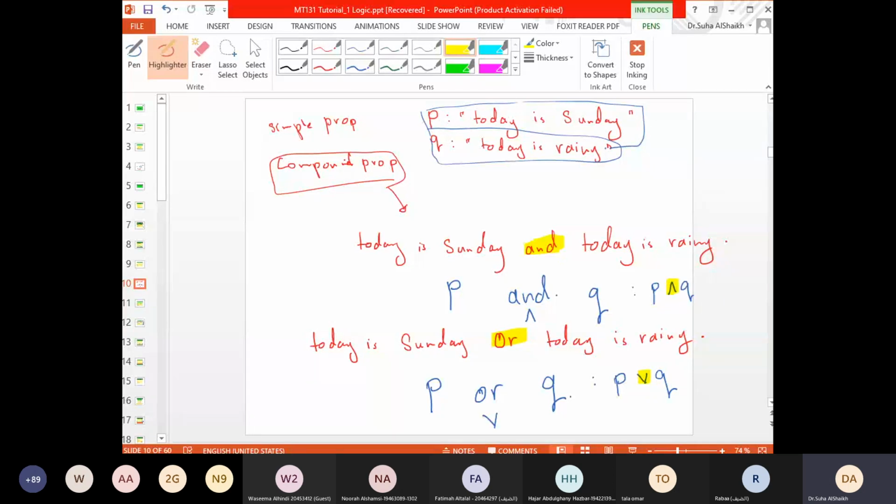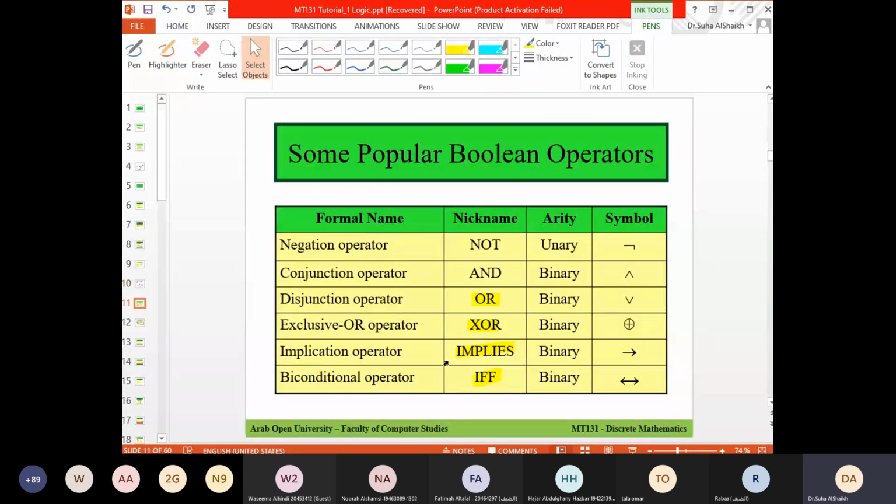طبعا احنا ما عندنا just two connectives. We have this many connectives. عندنا number 1 negation, number 2 conjunction, number 3 disjunction, exclusive or, implication, and the bi-conditional connection.